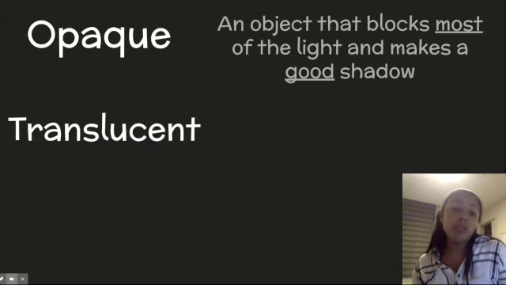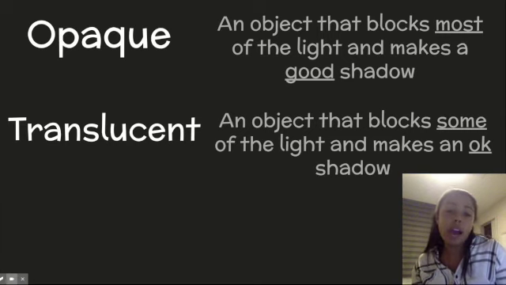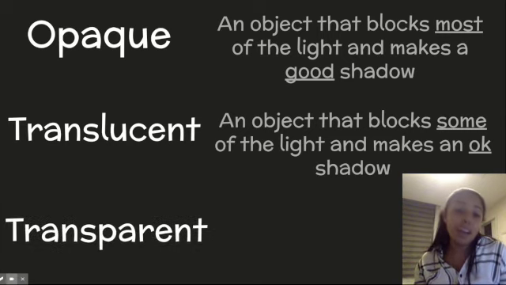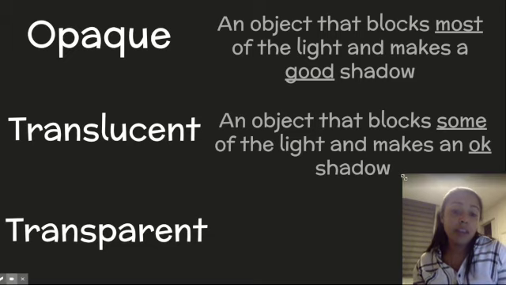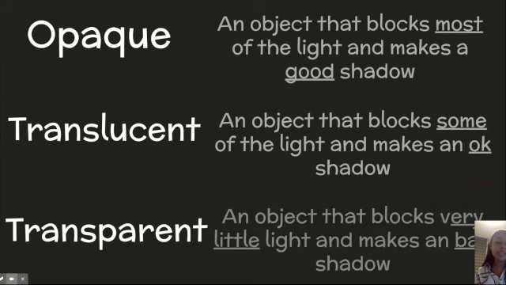What about a translucent object? What happens with the translucent objects when I shine a light source on it? A translucent object is an object that blocks some of the light and makes an okay shadow. What about a transparent object? What's cool about a transparent object? A transparent object is an object that blocks very little light and makes bad shadows.